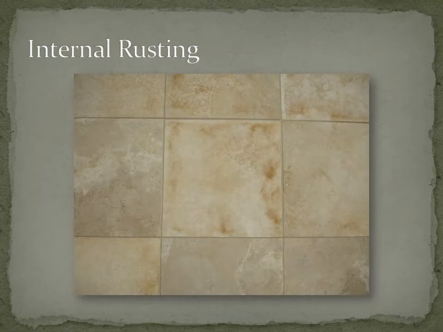This is internal rusting in limestone. More specifically, this is cross-cut travertine. This was where there was a flood from the earthquake that we had here in Hawaii, and the water heater broke, and this floor remained flooded for a long time, and it just merely caused the iron that's in the limestone to oxidize. This is another picture of it.